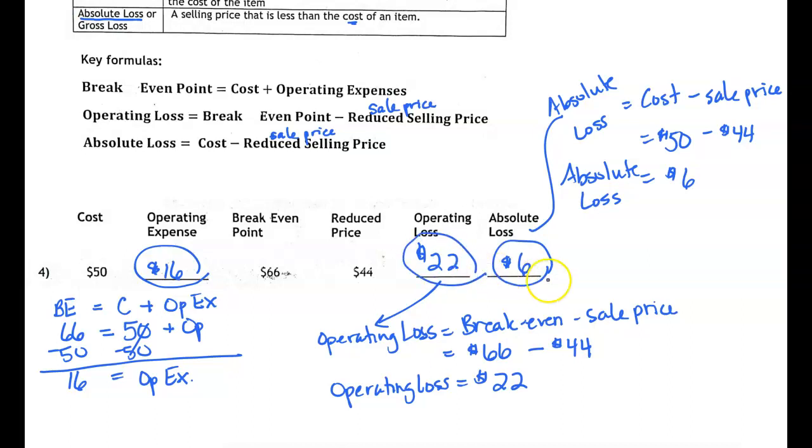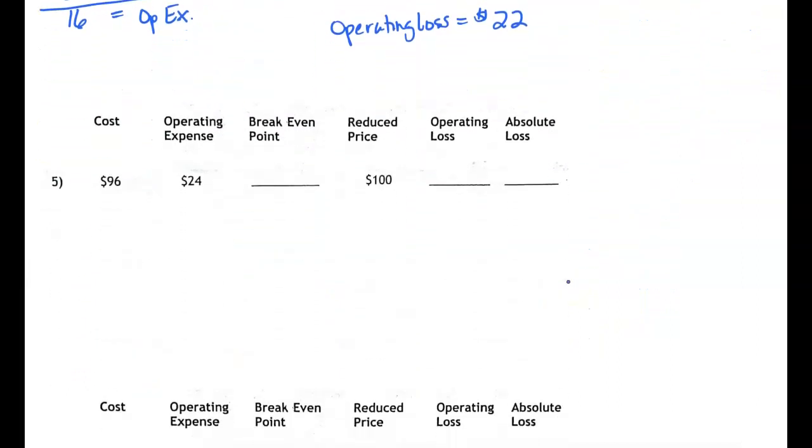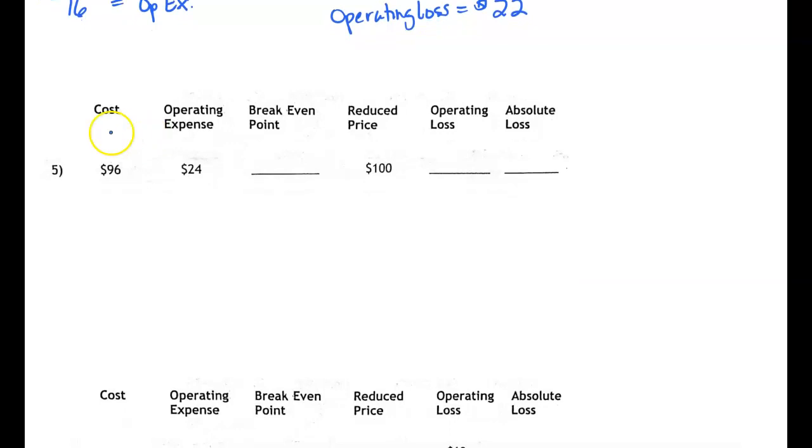Let's try question 5. In this case, we know the cost of the item and the operating expenses, and that can help us find the break-even point. I'm going to abbreviate break-even with BE. It is our cost plus our operating expenses.